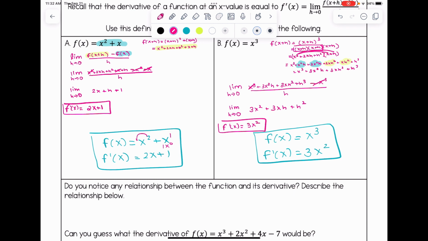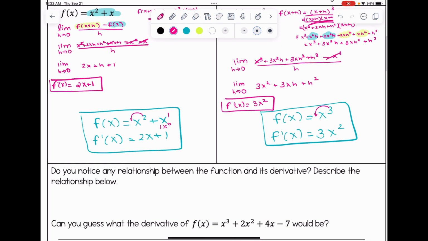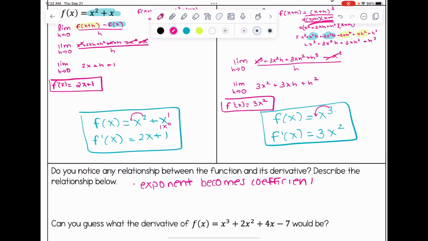If I try it with b, same idea. The 3 in the exponent is brought down as the coefficient, and the exponent was subtracted by 1. So I noticed that the exponent basically is becoming the coefficient, or you could say is multiplied by the existing coefficient, since those existing coefficients were 1. And then the exponent decreases by 1.